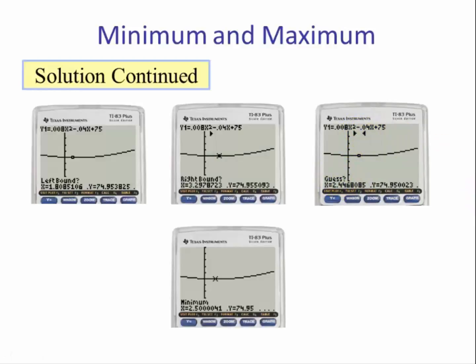Using this calculator feature, the calculator is saying the minimum is about 2.5 and the y value was 74.95, and this is what we did algebraically.